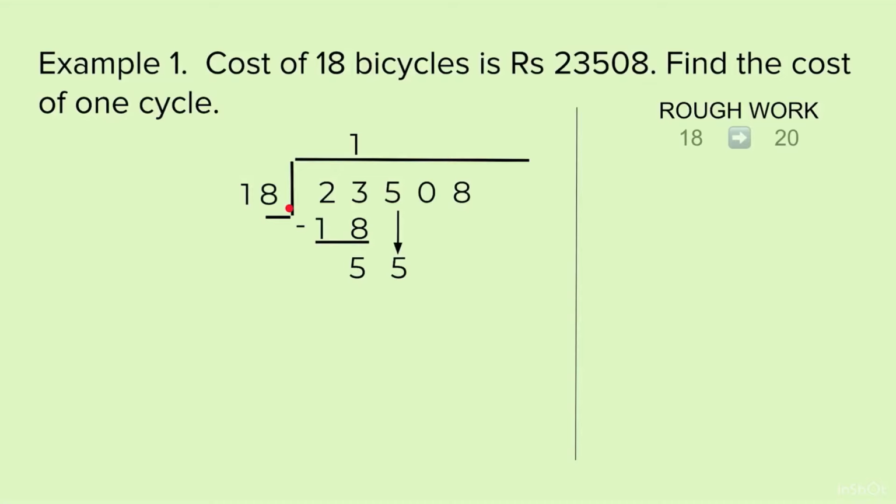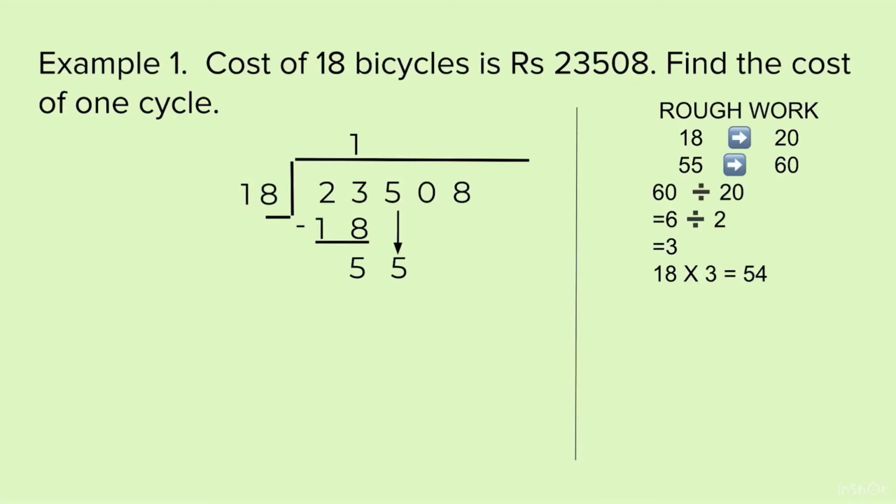18 will round off to 20. 55 will round off to 60. Now you will divide 60 by 20, which is actually 6 divided by 2. We cancel out the 0. That will give us 3. So we will multiply 18 by 3.